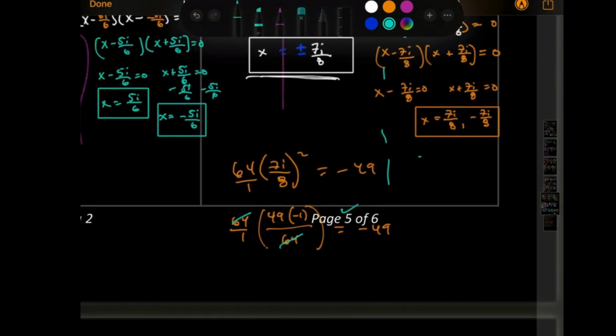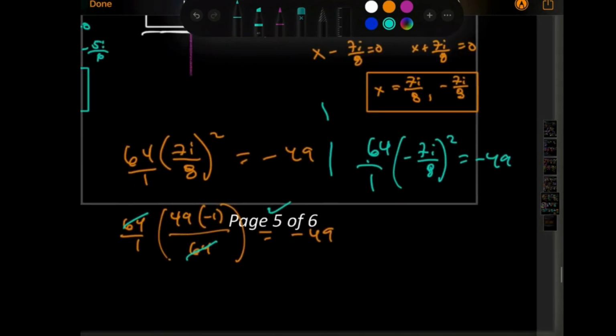And if you chose to use negative 7i, negative 7 times negative 7 is 49, i squared is negative 1. And then 8 squared in the denominator is 64. And then you can just cancel, negative 49 equals negative 49.